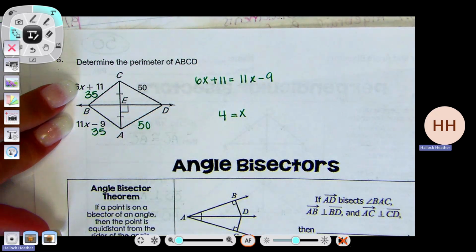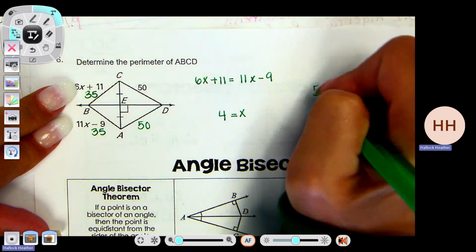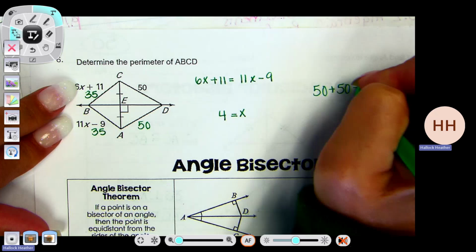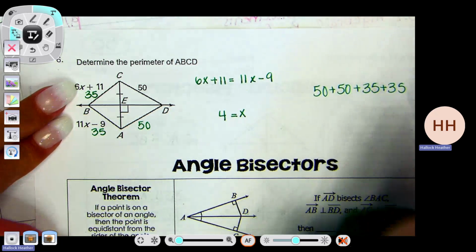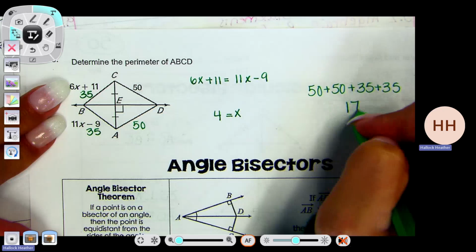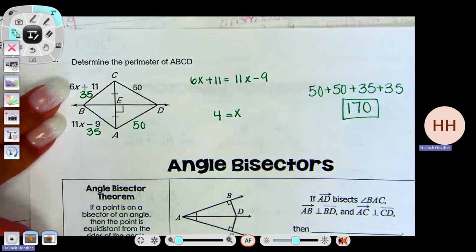How do you find the perimeter of any shape? You add up all the sides. So you're doing 50 plus 50 plus 35 plus 35. What do you get for the perimeter? 170.